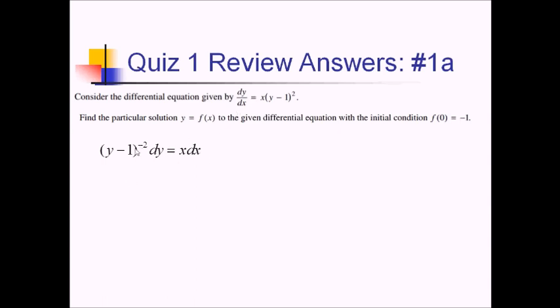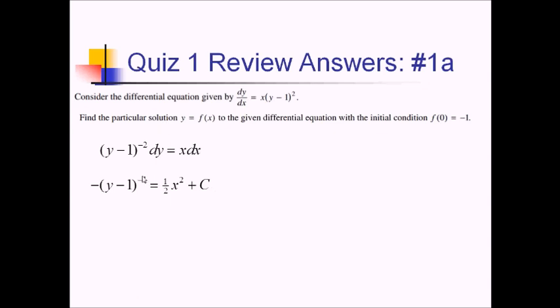Now that we've got them separated, we're going to take the antiderivative of each side. On the left side, using the reverse power rule, this bumps up to a negative 1. Dividing by that, we have a negative quantity (y - 1). And on the right side, this bumps up to a 2. Divide by that, we've got 1/2 x squared plus c. Next, now that we've got the plus c in there, we need to plug in the initial condition to find the value of c. That's how we get the particular solution.